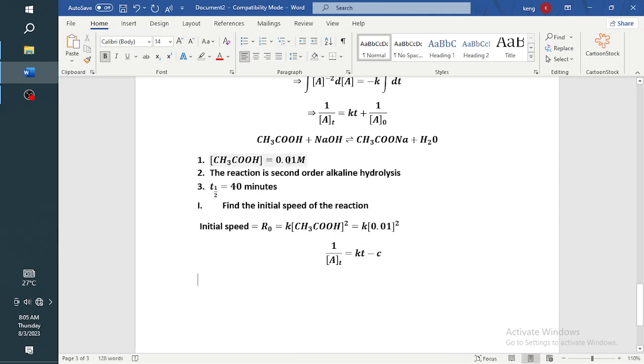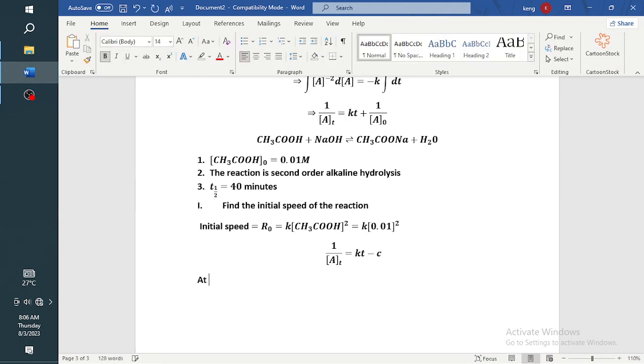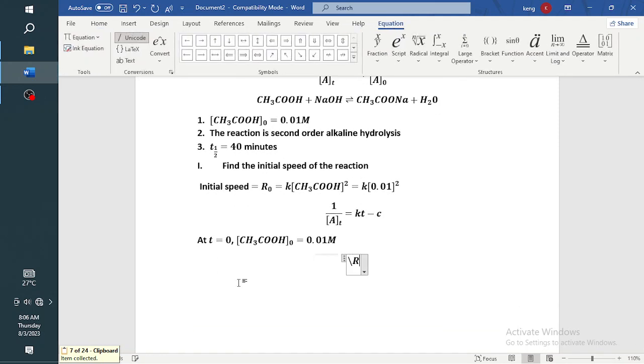First, the initial concentration is 0.01 molar, meaning that we can say at T equal to 0, the concentration of our reactant, which is ethanoic acid, is equal to 0.01. Now from there, it means we have 1 divided by, I replace this concentration with 0.01, I equate to K times T, which is 0, then minus C.